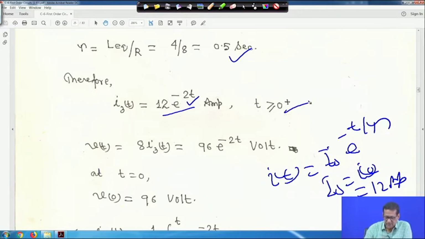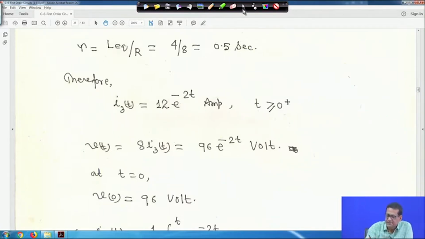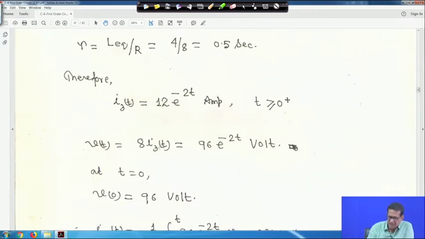So, therefore, the voltage across the 8 ohm resistance is Vt is equal to I3t, because this I3 current is flowing through the 8 ohm resistance given in the circuit. So 8 into I3t, if you substitute I3t and multiply, it will be 96 e to the power minus 2t volt. At t is equal to 0, that means V(0) will be 96 volt, right.